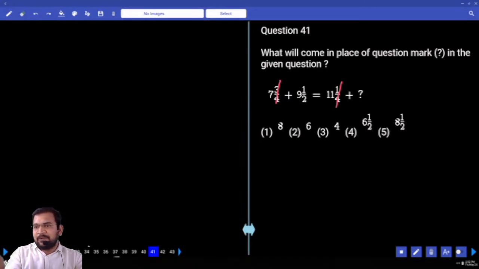7 1 by 2, 9 1 by 2. 7 plus 9 is 16, plus half and half is 1, so 17. If you remove 11 from 17, you get 6. Your answer is 6.